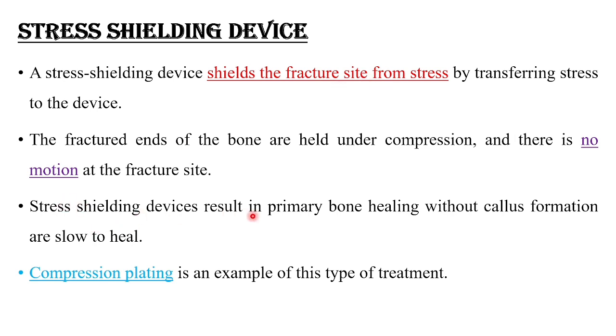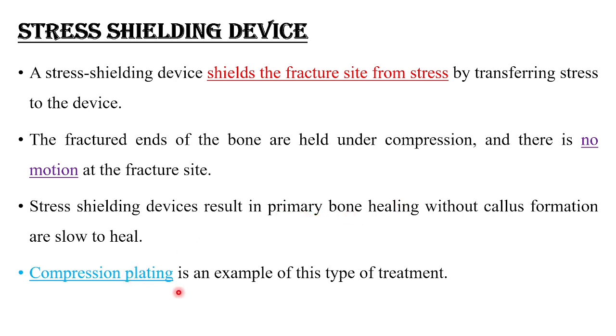Stress shielding devices result in primary bone healing without callus formation and are slow to heal. So stress shielding devices result in primary bone healing, whereas stress sharing devices result in secondary bone healing. Primary bone healing occurs without callus formation and is slow, whereas secondary bone healing occurs with callus formation and is more rapid compared to primary bone healing.